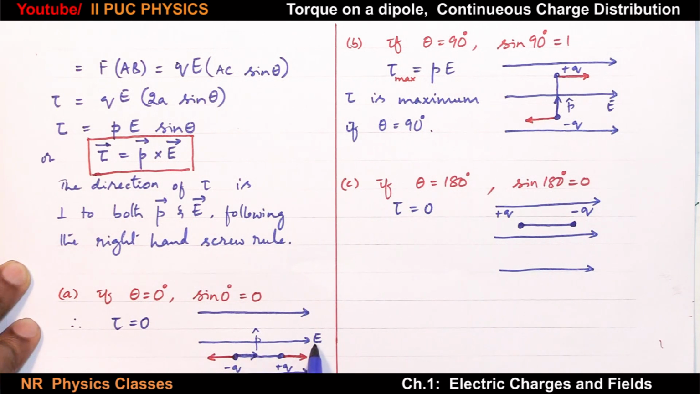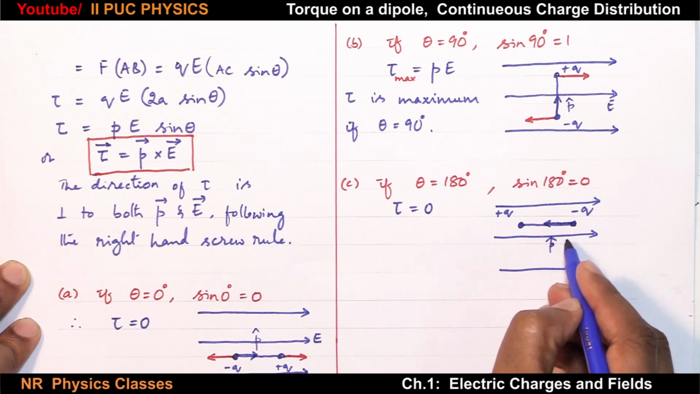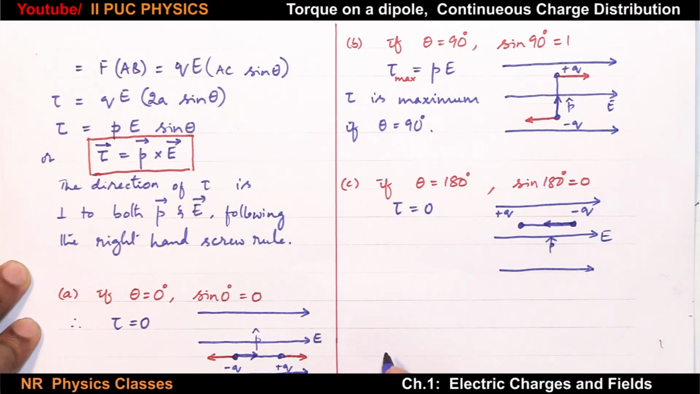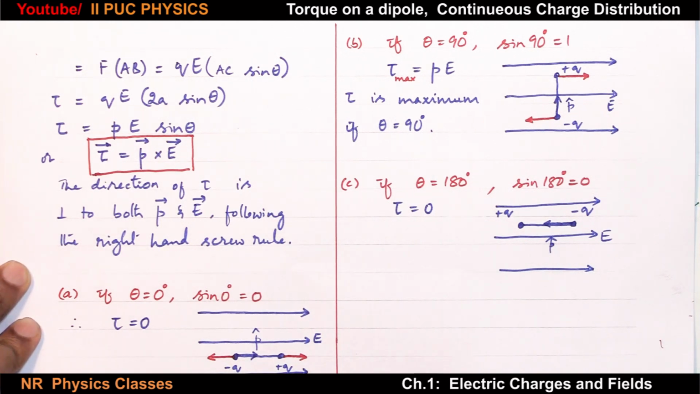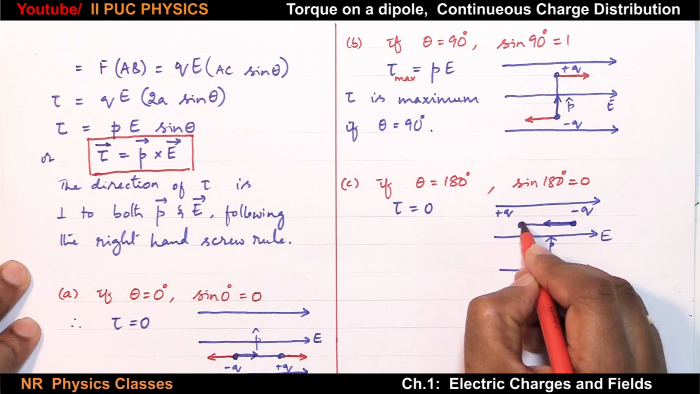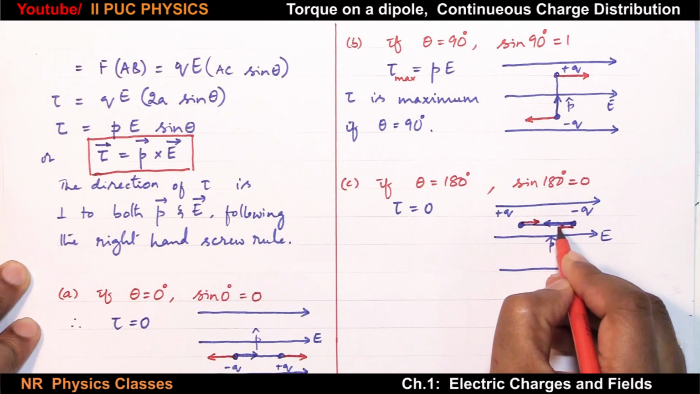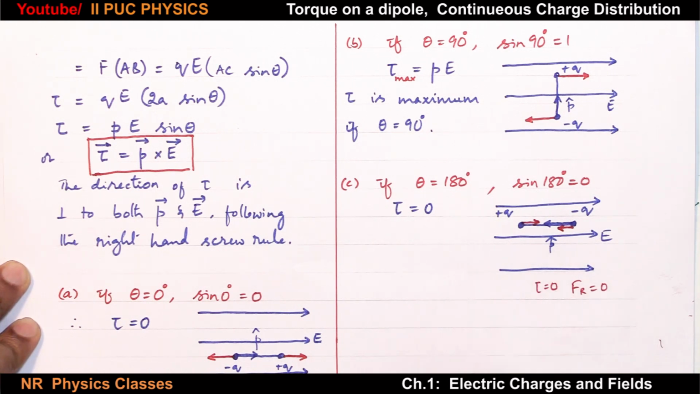This P cap is parallel to E. Of course, P cap is in the direction of E. For that reason, theta is 0. In this case, this is the direction of dipole moment, P cap. This P cap is against E, external electric field. So in this case, force on plus Q is in the direction of electric field, minus Q is against the direction of electric field. Resultant force is 0. Let me write Fr equal to 0. Tau is also equal to 0.